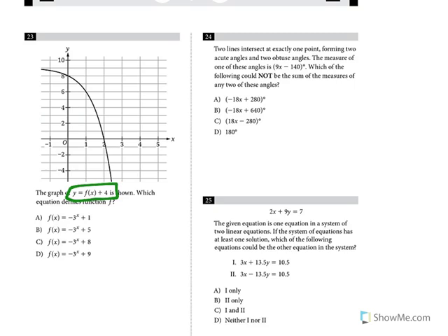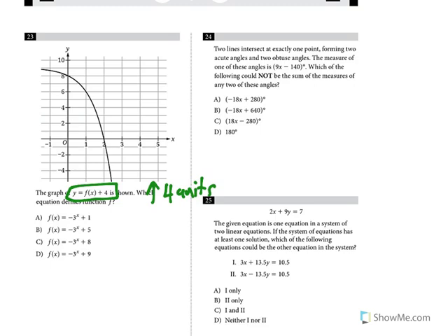Well, this is what happened. This is the original one, translated up 4 units. We know if we have plus 4 outside, inside is a different story. That's left and right, those are horizontal translations. This is going to be a vertical translation.